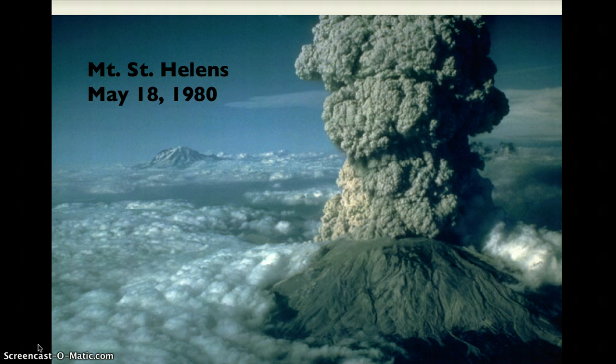Then on March 15th of 1980, earthquakes started occurring on the mountain. Within 2 months, it had erupted. It killed 57 people and caused over $2 billion in today's dollars of damage.